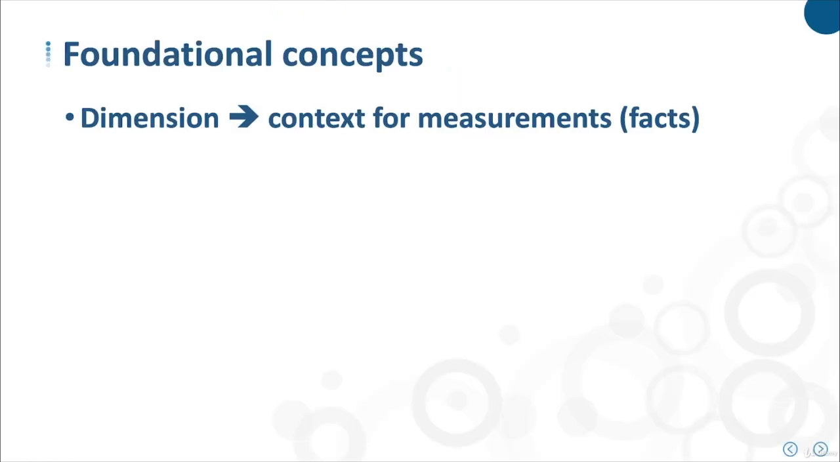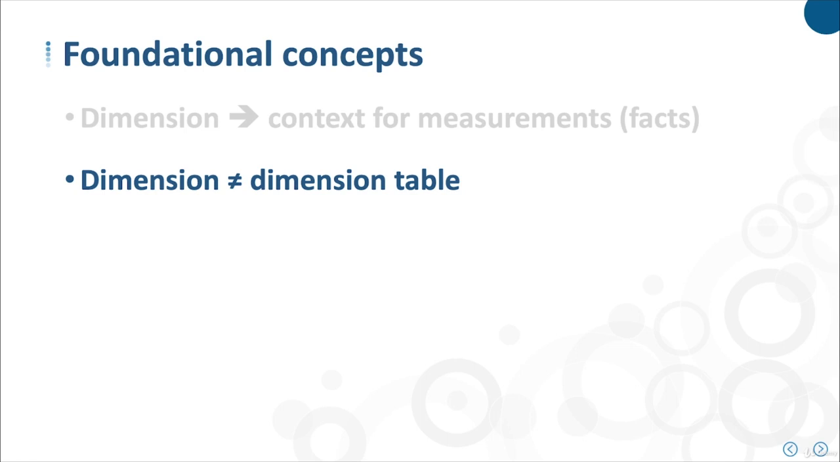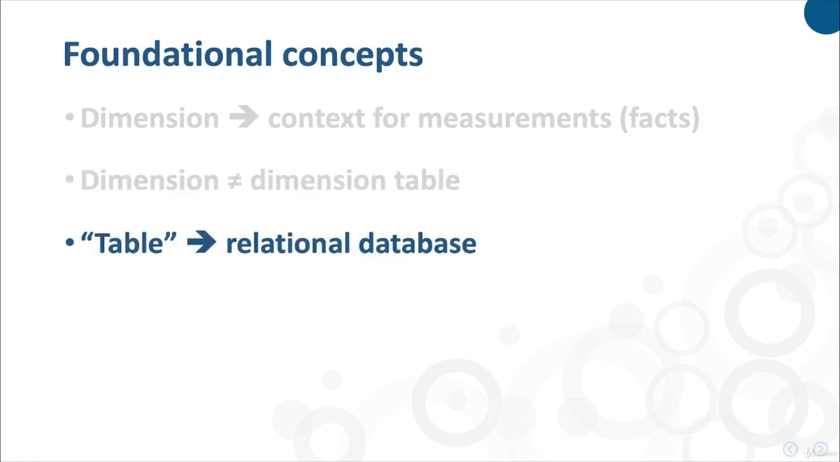Let's set the stage for our examples and discussion by reviewing a couple of foundational concepts. Remember that when we refer to a dimension, we're using the data warehousing terminology and also the implementation mechanism for this conceptual idea of providing context for our measurements, which we'll refer to as facts. A dimension is not the same as a dimension table, even though sometimes we use those terms interchangeably, but especially for this discussion, you'll see how the two are definitely different concepts.